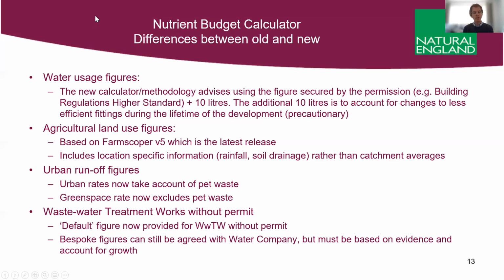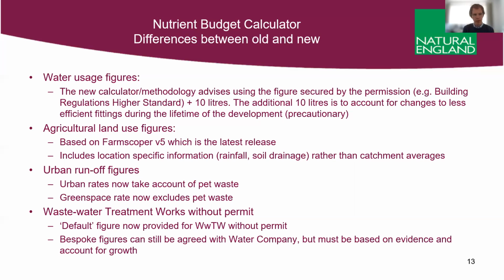The other thing that's changed is around the figures used for urban runoff. In Natural England's previous approach, the factoring of pet waste was within the green space rate. We've now excluded it from the green space rate and added it into the urban rate. Again, the view on this was that people have pets regardless of whether there's green space included as part of the development, and therefore it made more sense to include it within the urban rate rather than in the green space rate.